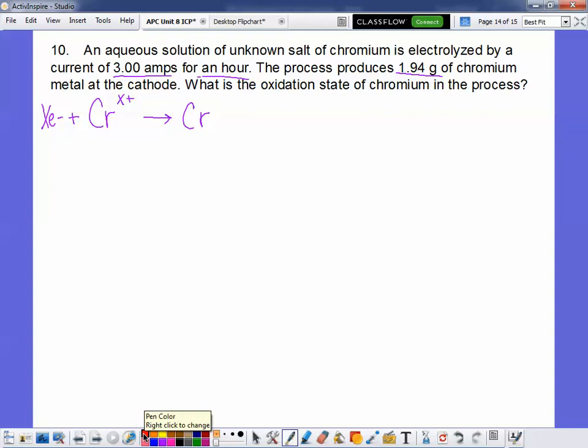All right. What information can we calculate from the givens? What's something we can calculate? Moles of what? All right, let's calculate moles of chromium metal. That's easy, right? 1.94 grams of chromium. Convert that to moles. What's the molar mass of chromium? 52.00, because it's like 51.9996 or something like that.